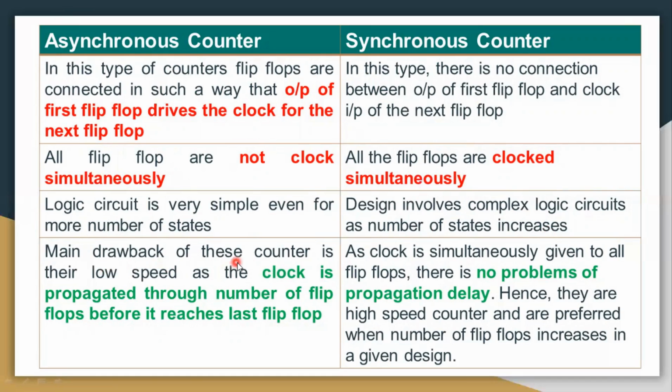And the main drawback of the asynchronous counter is that the clock is propagated through a number of flip-flops before it reaches the last flip-flop. In the synchronous counter, the clock is simultaneous, therefore there is no problem of propagation delay. That is the advantage of the synchronous counter. That is all about the synchronous counter. Thank you.